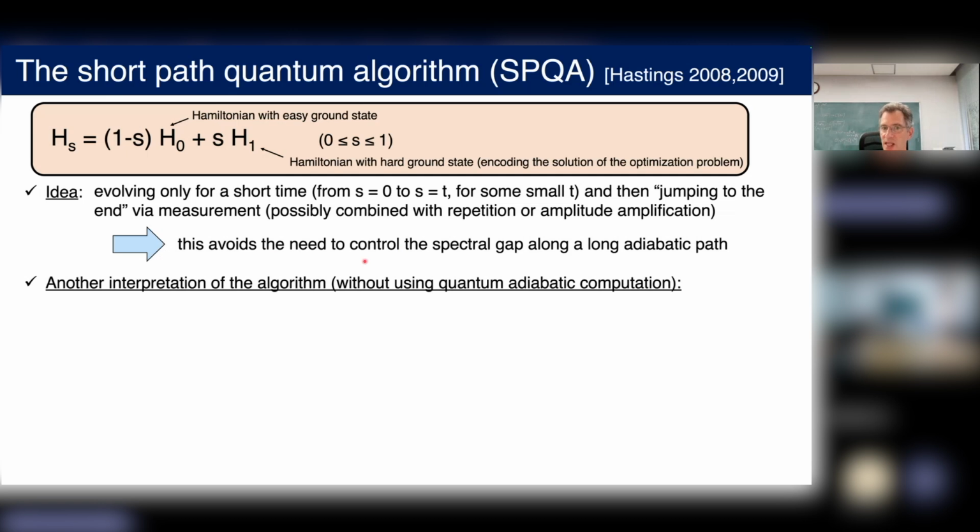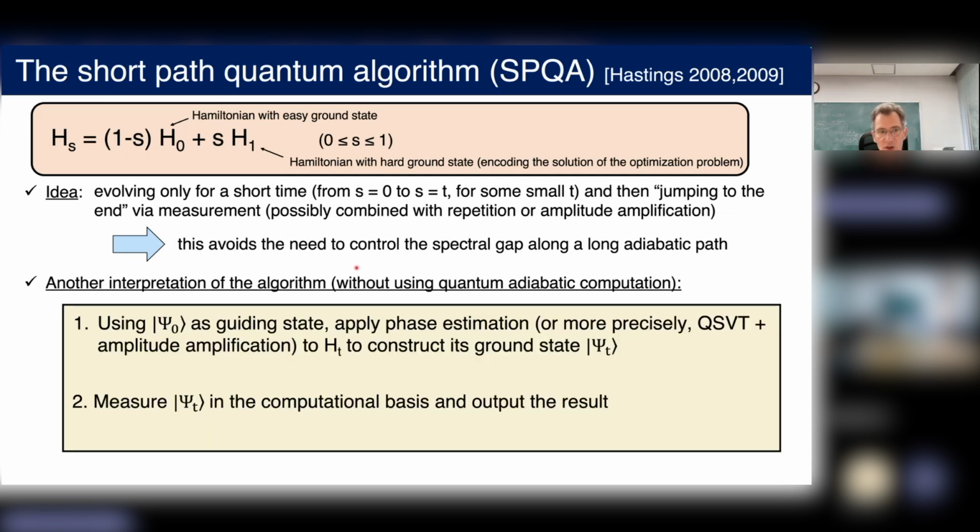Another way of interpreting this algorithm without using the notion of adiabatic algorithm is the following. You apply phase estimation to Ht, where t is again a small value, say 0.01, since you want the evolution from s equals 0 to s equals t. Phase estimation assumes that you have a quantum state which is ideally close to the ground state, but not necessarily. This time you apply phase estimation with psi 0 as a guiding state, where psi 0 is the ground state of H0.